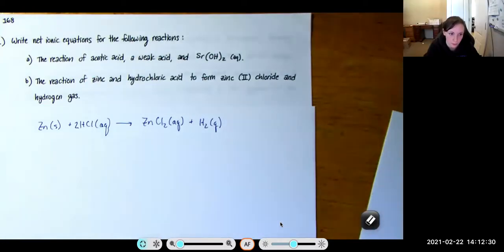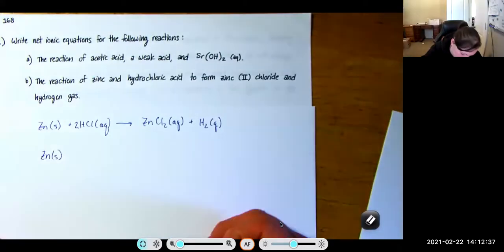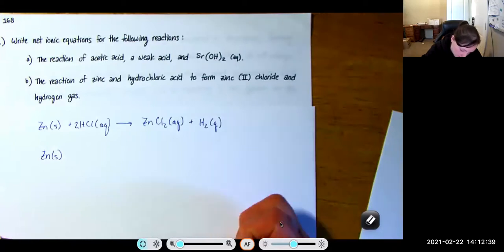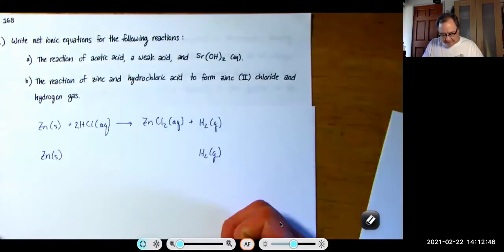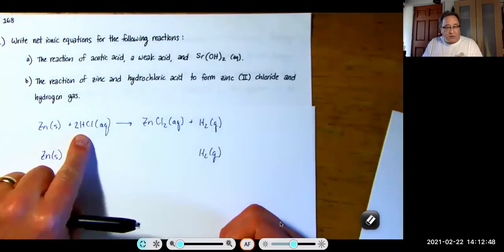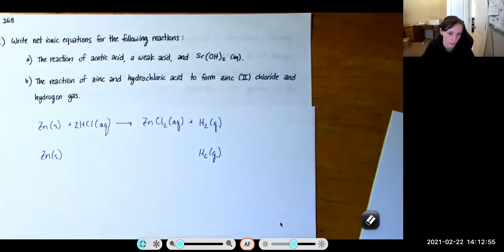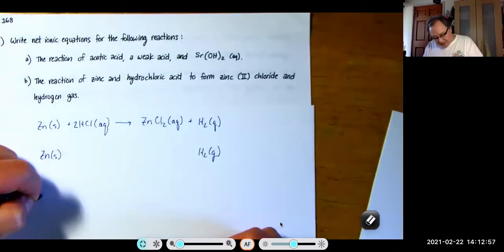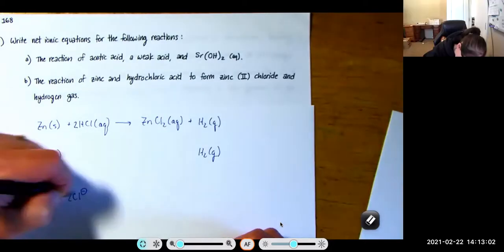Now what do you want to do? We're going to bring down the zinc, because it's a solid. And then the H2 on the product side, because it's a gas. And this HCl, what does it look like in solution? Does it stay together usually, or does it come apart? H plus and Cl minus. So I'm going to write H plus and Cl minus on the bottom, 2 and 2, right? What about the zinc chloride?